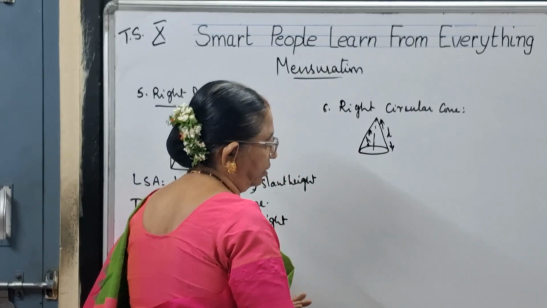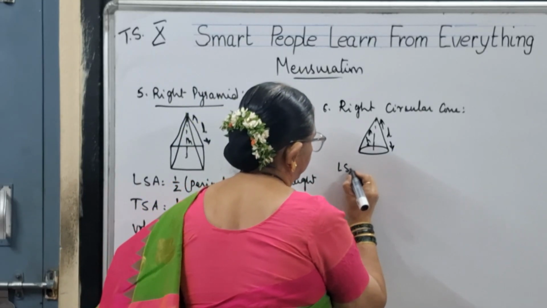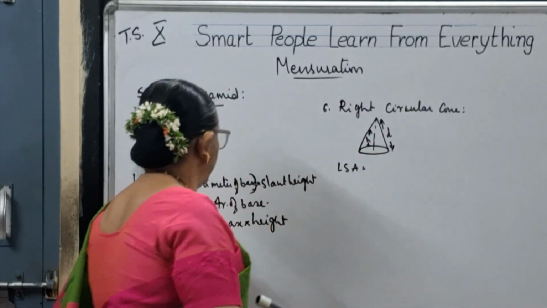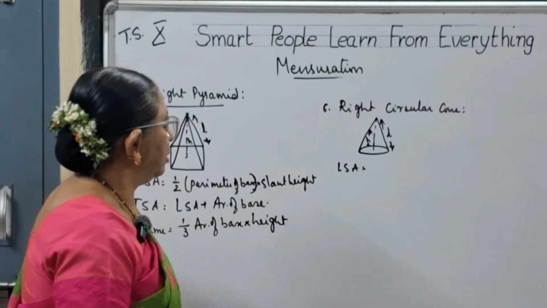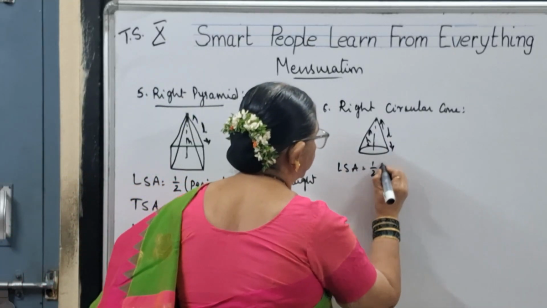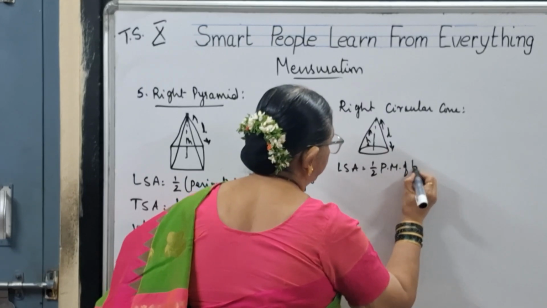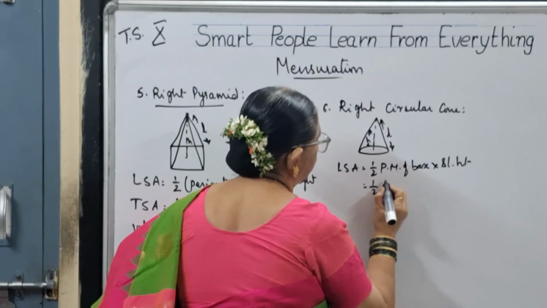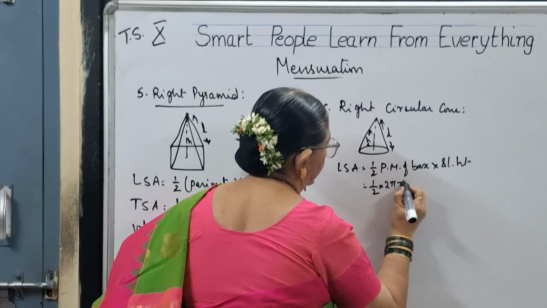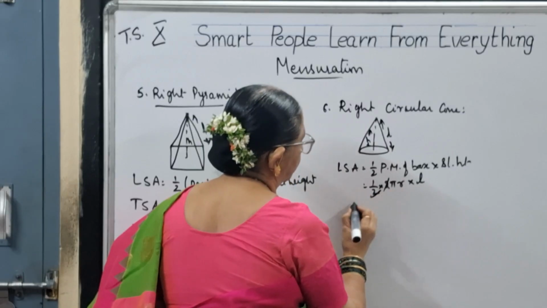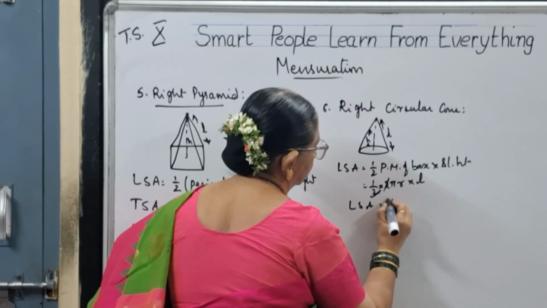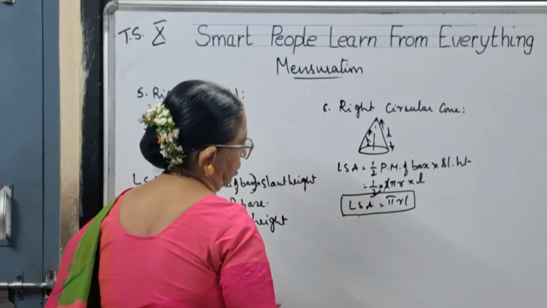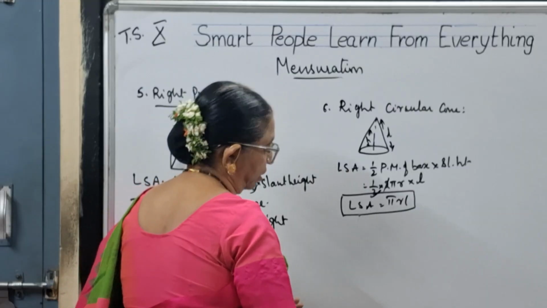So the formula is: LSA is actually half the perimeter of the base into slant height, you can use it here also. But here, half into perimeter of the base is 2 pi r into slant height is L. These two will get cancelled. So LSA is equal to pi r L. This is the formula for LSA of the right circular cone.